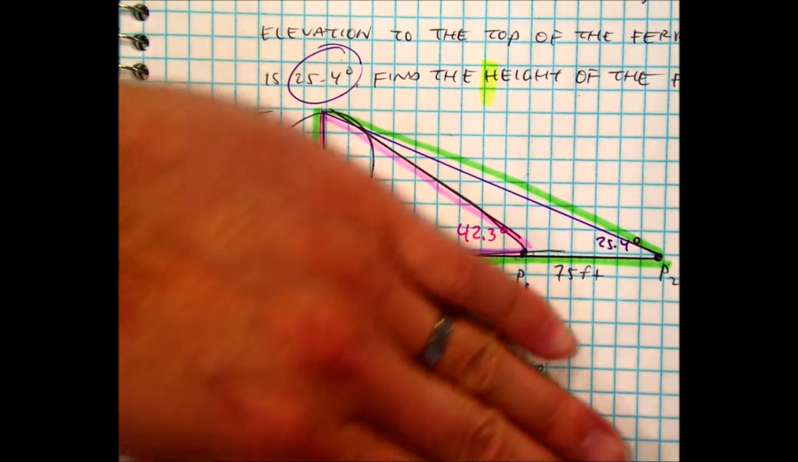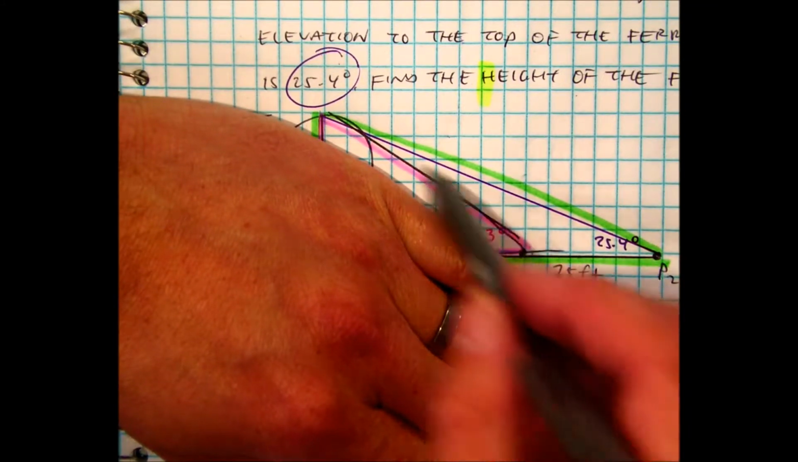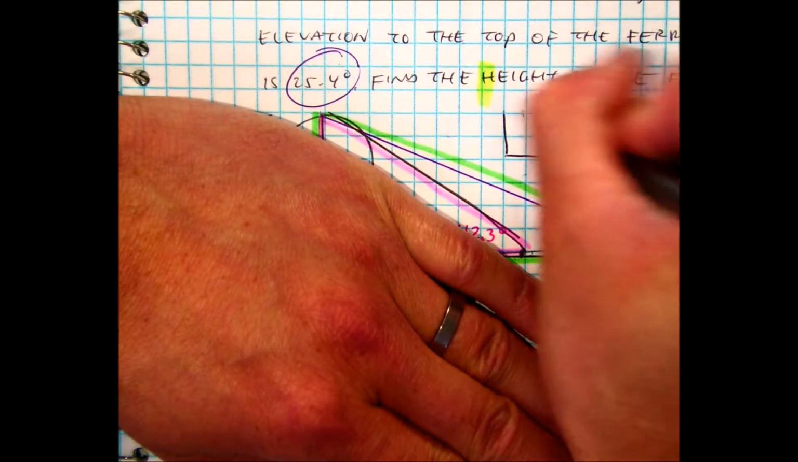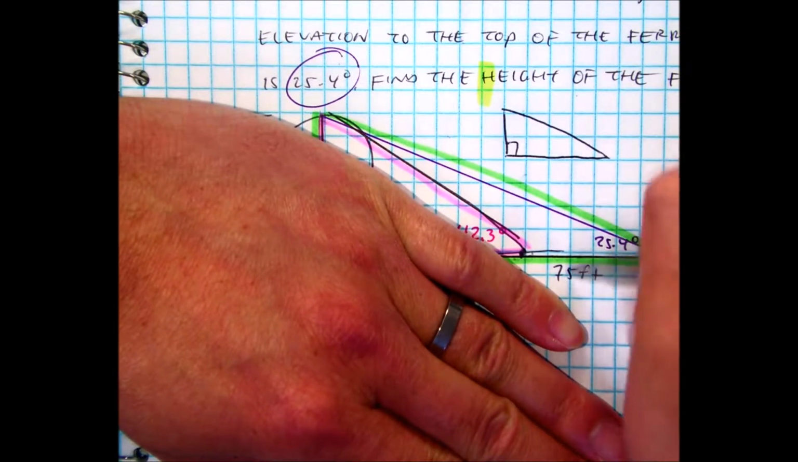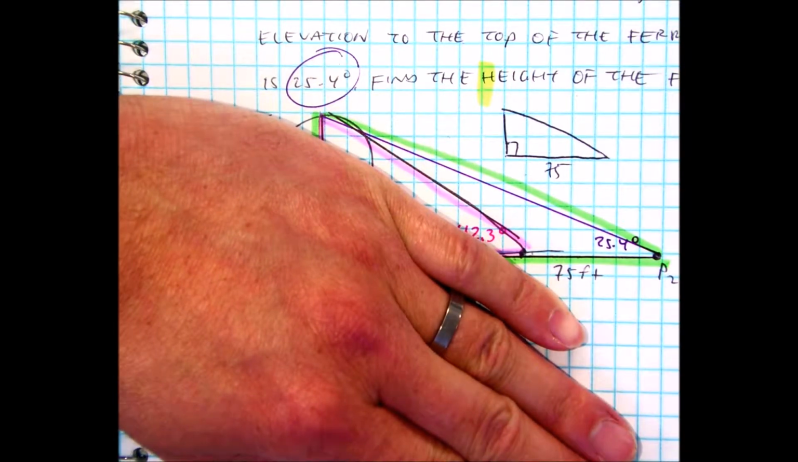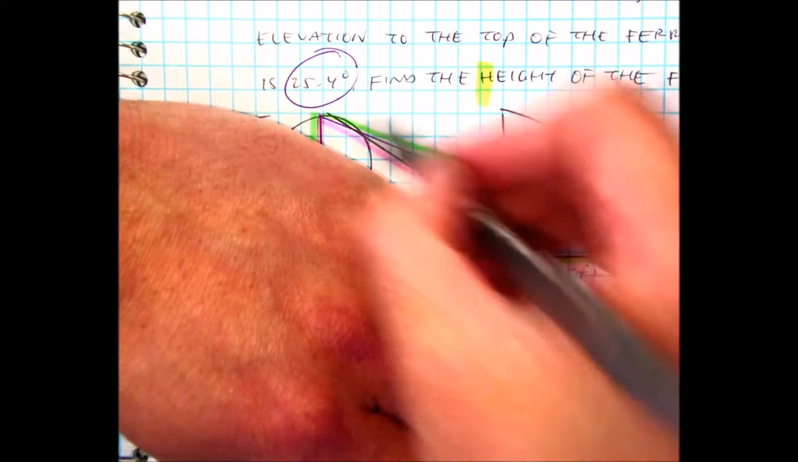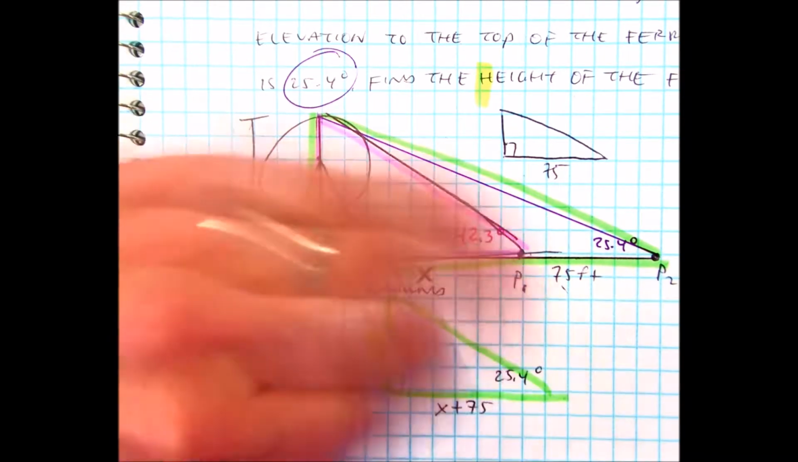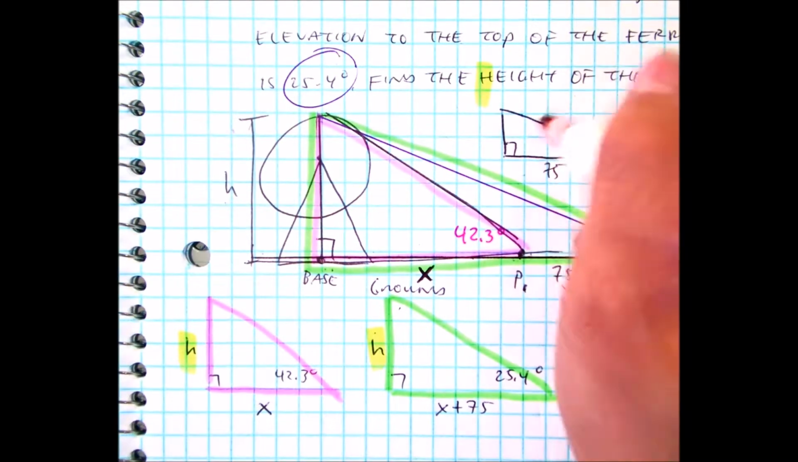A common mistake is to draw the big triangle with these dimensions. And I'll even draw the mistake. And they write 75. Okay? They're going from this scalene triangle to a right triangle, and they just slap on 75. That would be wrong.